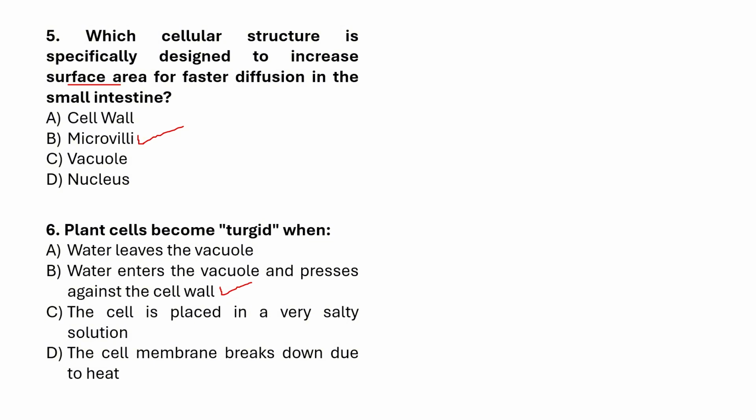So in a dilute solution where water potential is high, water enters the plant cell through the process of osmosis, and then the vacuole swells and pushes the cytoplasm against the rigid cell wall. That creates turgor pressure, which keeps the plant upright.